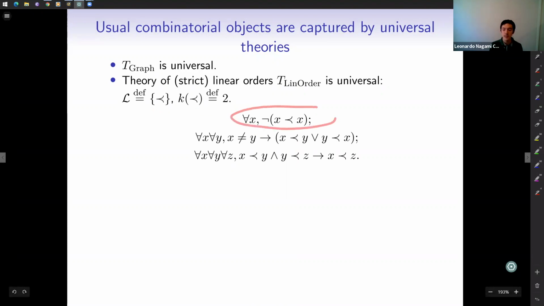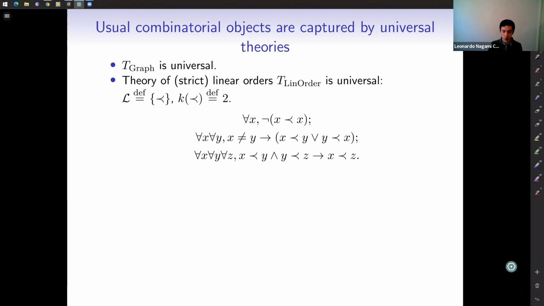So every x is not less than itself. If I give you 2 points and they're different, then one of them needs to be less than the other. So x less than y or y less than x. And if I give you 3 points, you should have transitivity, right? So if x is less than y and y is less than z, then x is less than z, right? So this is the theory of strict linear orders. And it's universal, right? Because the quantifiers that I'm using here, they're only universal quantifiers.